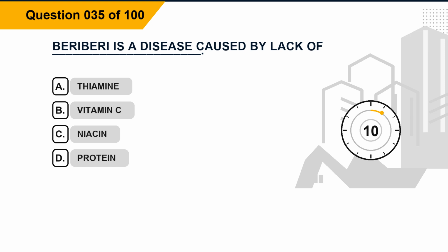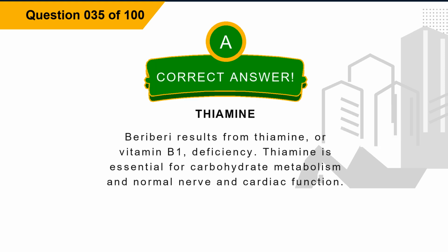Question 35. Beriberi is a disease caused by lack of blank. Option A, thiamine. Option B, vitamin C. Option C, niacin. Option D, protein. The correct answer is option A, thiamine. Explanation: beriberi results from thiamine, or vitamin B1, deficiency. Thiamine is essential for carbohydrate metabolism and normal nerve and cardiac function.